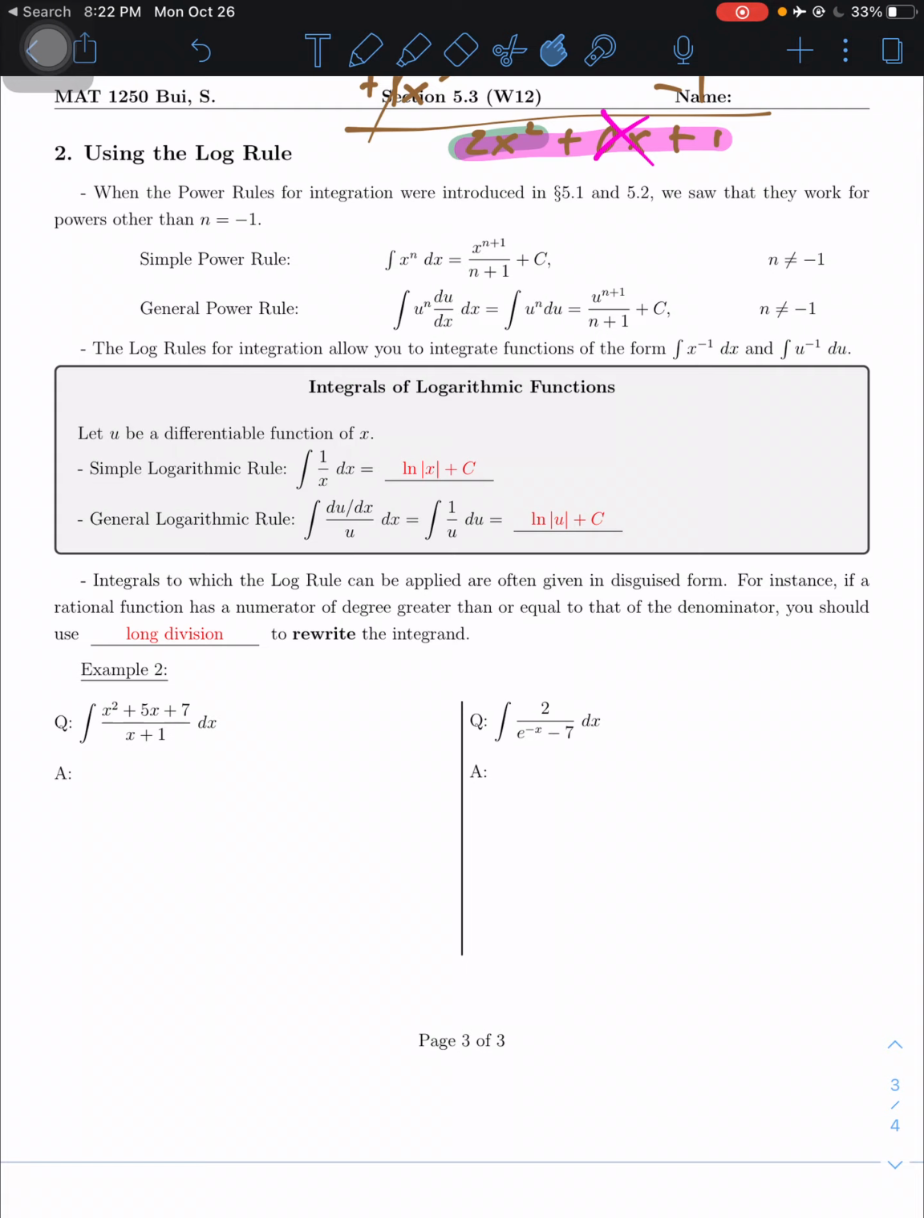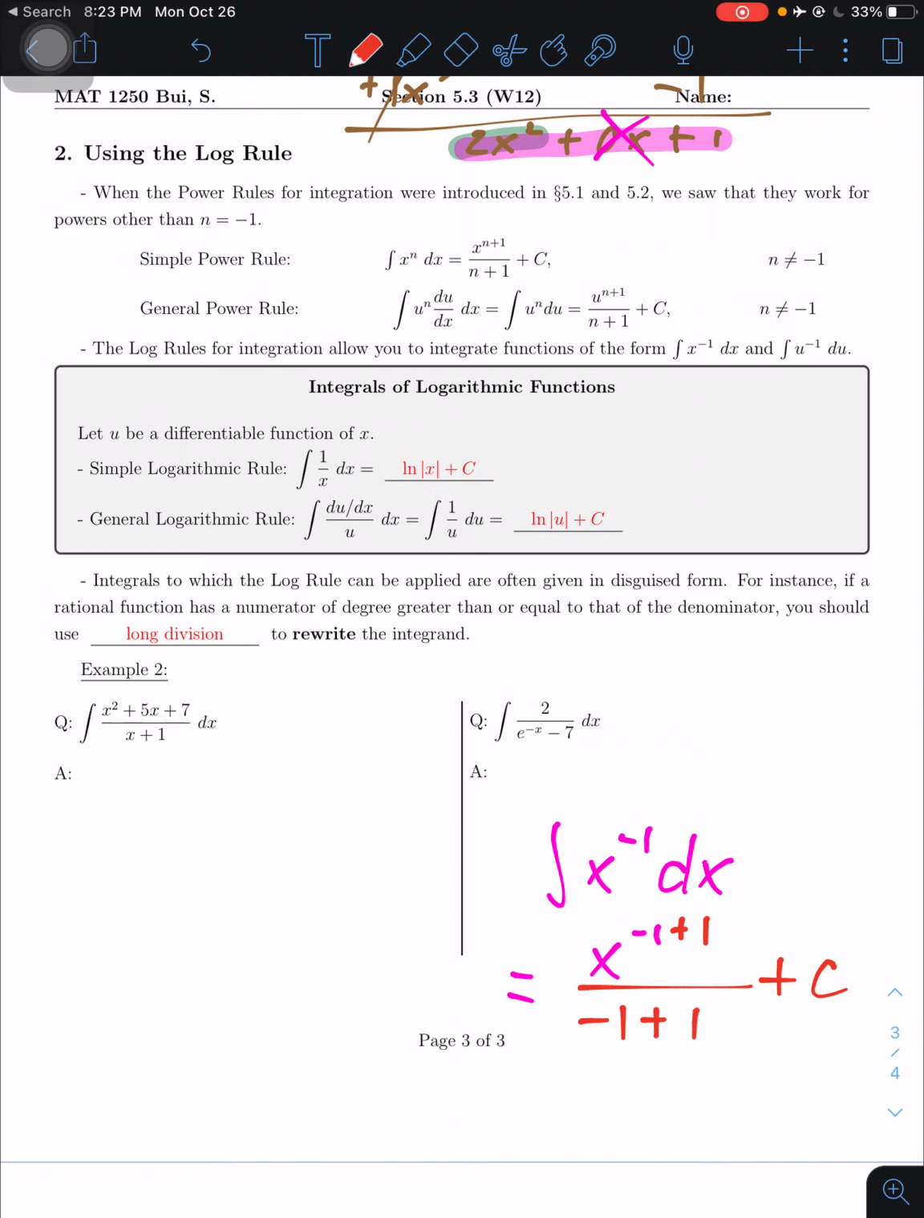Some of you may ask me why it doesn't work for the case n equals -1. For example, if I give you the integral of x to the -1 dx, based on the power rule, we're going to get x, the whole thing in there. The power rule says we add 1 to the power to get the new power, and on the bottom we copy that new power down. And then we have a plus c to compensate for the missing integral and the dx.